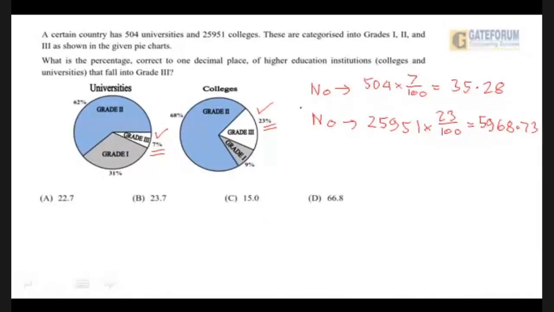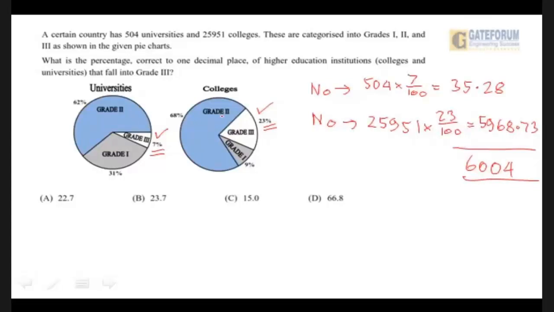Well, let us forget that. You have a calculator, use it. So naturally, what is the total? It will be the summation of these two. 35.28 plus 5968.73 gives almost 6004.01. You see, 0.01 can be neglected. One place of decimal, they say, right? So 6004 is the total.